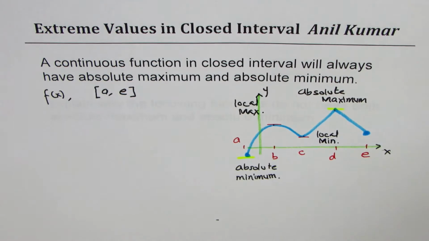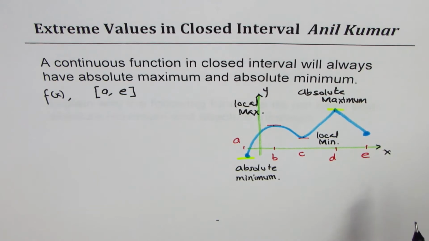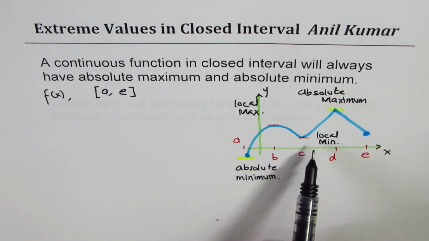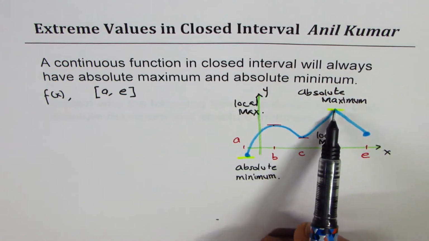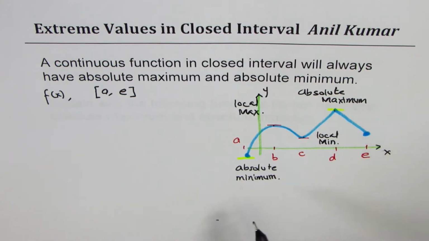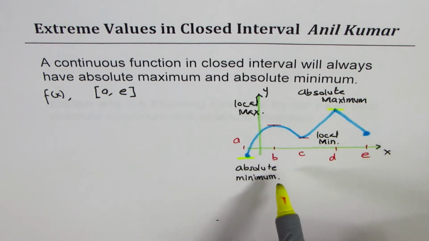Let me write it in short, and this one is local minimum, right? So these are different terms which you are going to come across while understanding questions on extreme values in closed interval. What you also see is that this is also a local maximum, but a local maximum could be an absolute maximum also, right? Another thing which we observe here is that all the points which are related with absolute maximum, minimum, or local maximum, minimum have something very important to share.